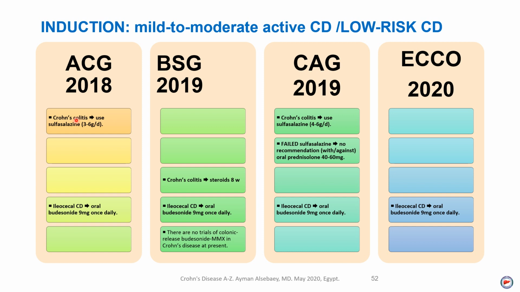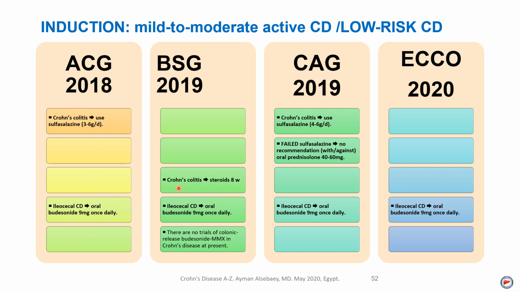You will find that in Crohn's disease, we don't use sulfasalazine as a maintenance drug. So, in Crohn's colitis, you can use sulfasalazine 3 to 6 grams. The CAG said also you can use it from 4 to 6 grams. The BCG did not recommend sulfasalazine, and the ECHO did not recommend sulfasalazine, because it is a weak drug. The CAG said that if sulfasalazine did not bring a response, shift to steroids.